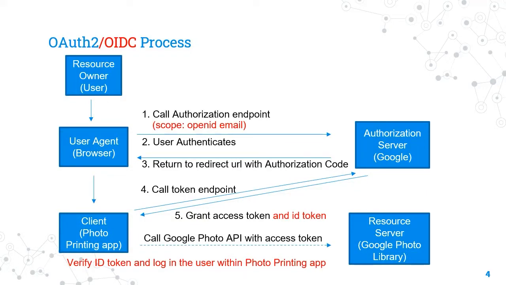All the other steps are the same. At the end, the ID token is returned back to the client, and your relying party can now verify your identity with this ID token, access the user information contained inside the ID token, and log you into the photo printing app.